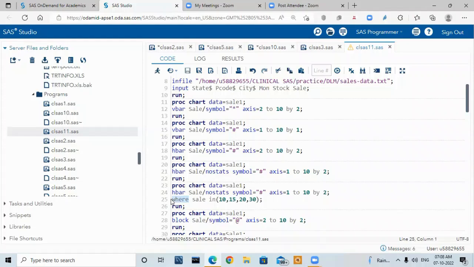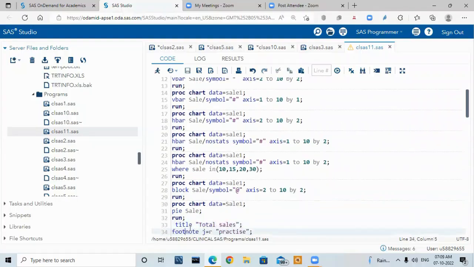Where expression can be used for all the procedures. Clear, everyone? Now we are seeing the next programming part. In the next programming part, we are using the block. The type of graph is a block.